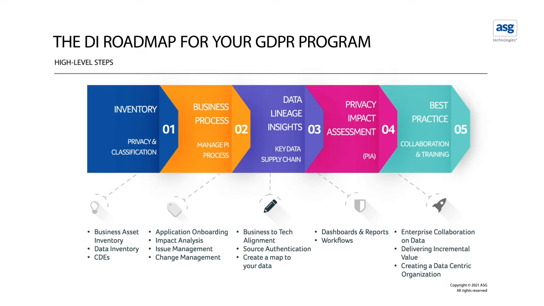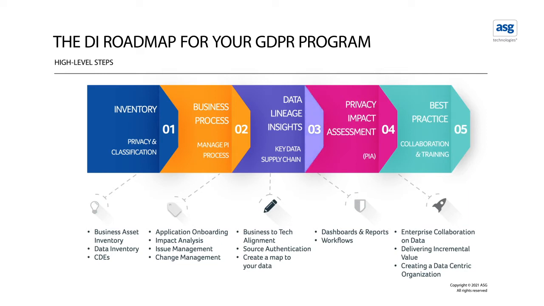So if you look at this program, in the first step, we are going to talk about how you can create an inventory of your business assets. When I say business assets, things like your business applications, your business processes, critical data elements, policies, and procedures. In step 2, we are going to talk about the application onboarding process, which is basically scanning your databases and creating an inventory of your technical metadata and automatically typing PII data elements.